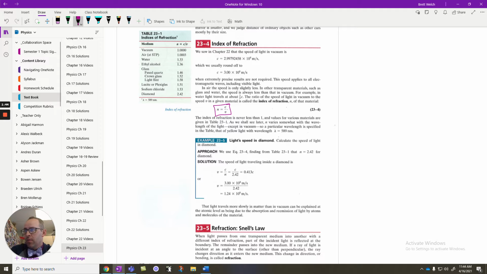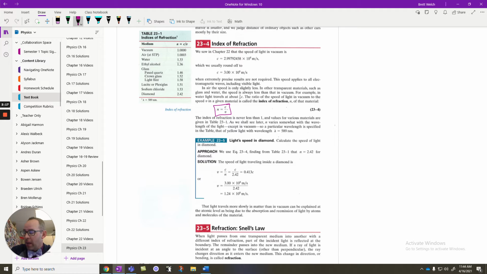And for this table, we're using what we're going to call yellow light. It has a wavelength of 589. It is more complicated than that in that different wavelengths of light will change their speed more or less depending on the material. So this is the index of refraction for a wavelength of 589 nanometers. If I did a different color of light or a different EM wave, it'll change how much it speeds up and slows down, and therefore how much it bends.